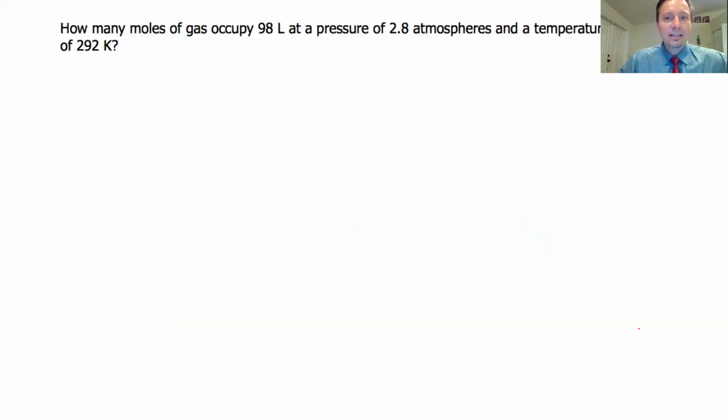And let's see here, we have one more. How many moles of gas occupy 98 liters at a pressure of 2.8 atmospheres and a temperature of 292 Kelvin? So we don't have to do any conversions. So this is my ideal gas law. So I can come here and I can write PV equals nRT.